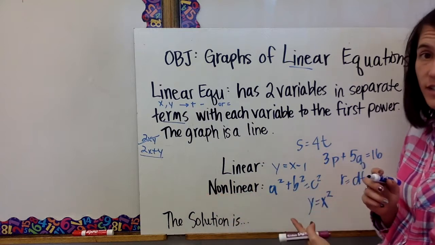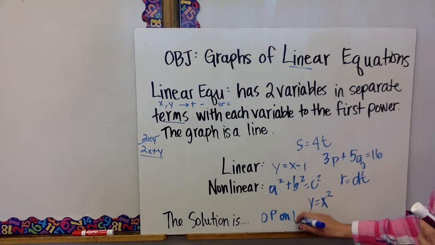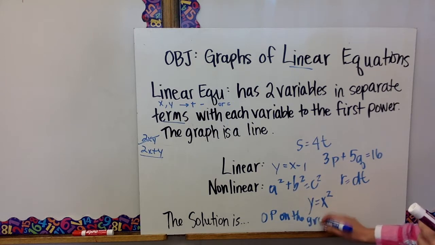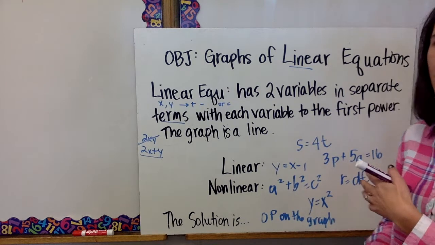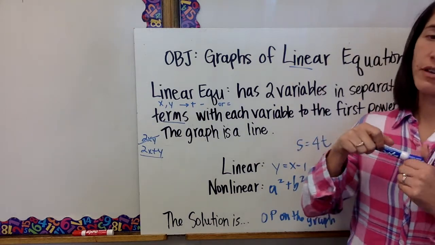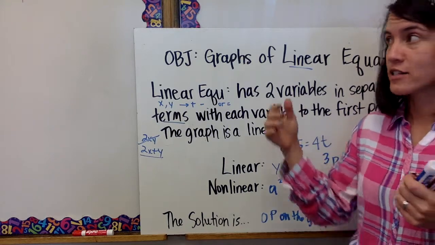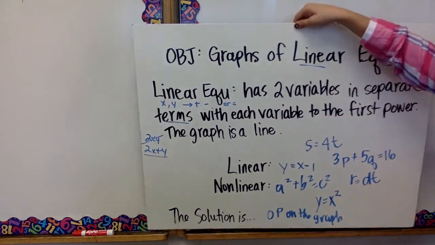The solution to a linear equation is the ordered pair that's on the graph. Any point that's on the graph, any of the points that make up the graph, can be solutions to a linear equation. So you're going to have lots of solutions. All right, so let's do some examples.